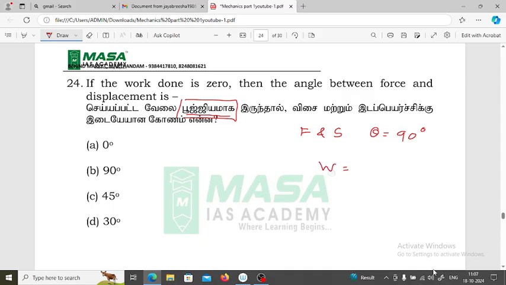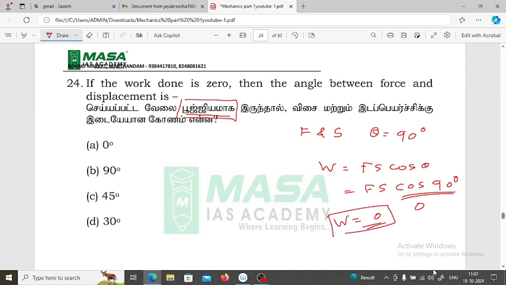Work done W is equal to F S cos theta. Substitute the values: cos 90 degree is equal to 0, so work done is equal to 0. Once again, read the question: if the work done is 0, what is the angle between force and displacement? The angle is 90 degree. Option B is correct.